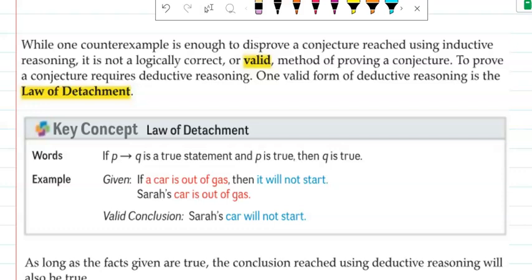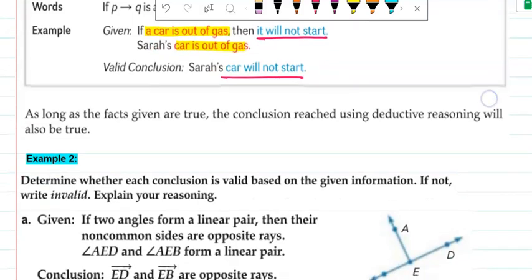So for example, if a car is out of gas, then it will not start. Sarah's car is out of gas. So we can assume, right, that it's not going to start, okay? Notice the beginning of this sentence, it's both in red. That's why it started the same way. And then therefore we can make the same conclusion. If the sentences do not start the same way, then you could not make the same conclusion. So let's look at an example of this, okay?